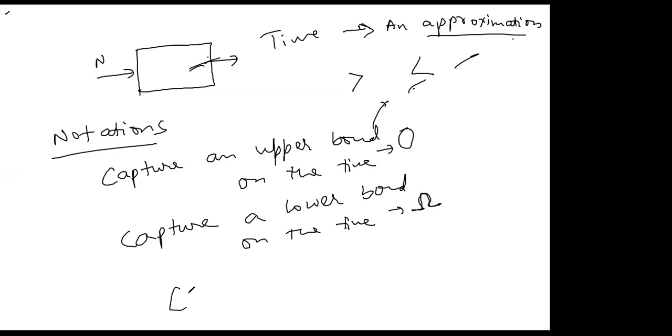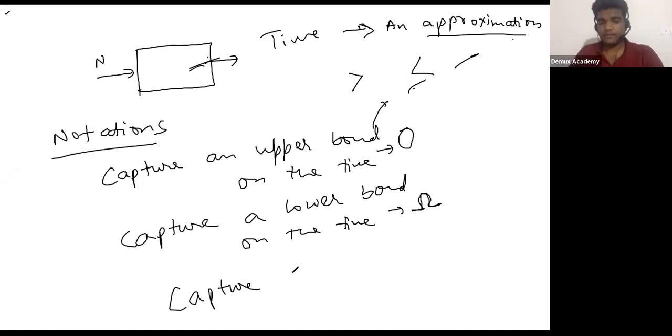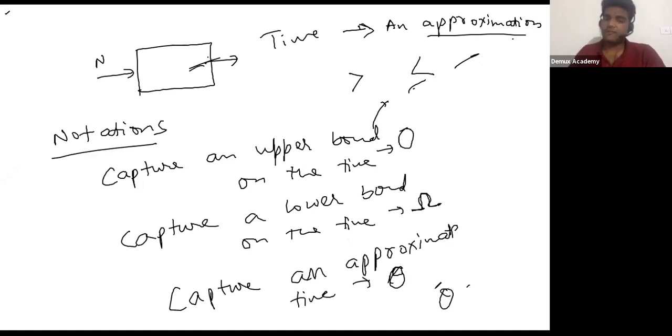And then we want to capture an approximate time. So basically we will say there is no bound. This is roughly approximate, which is captured by the theta notation. So theta basically tells that this program takes roughly this much time.